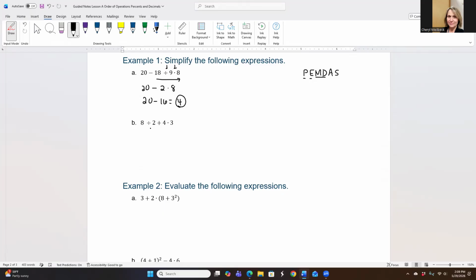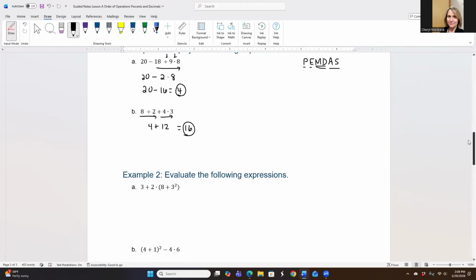All right, so here we have 8 divided by 2 plus 4 times 3. Again, there's no parentheses or exponents, so we start with multiplication and division from left to right. So 8 divided by 2 is 4, and 4 times 3 is 12. So we've performed the multiplication and division and can move on to addition and subtraction, which gives us 4 plus 12 is 16. Let's look at a couple that are a little more complicated.